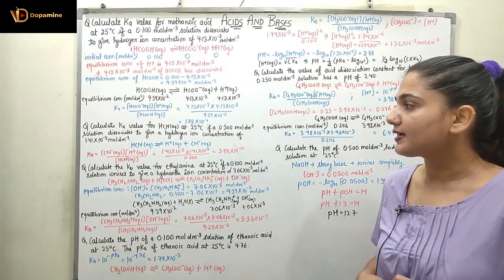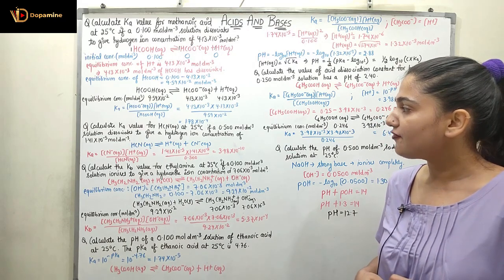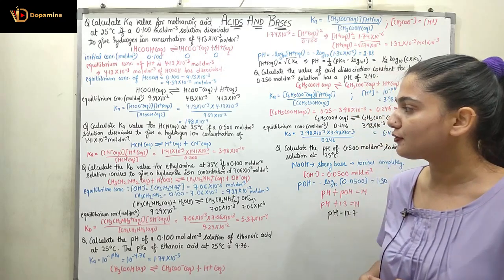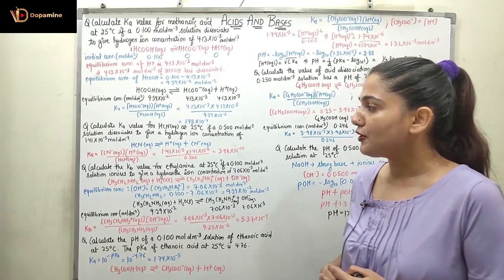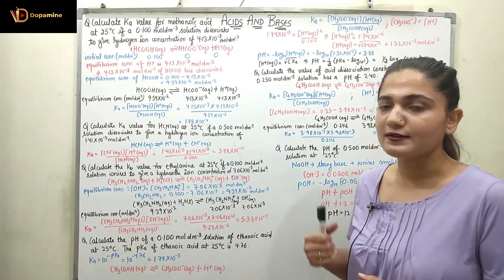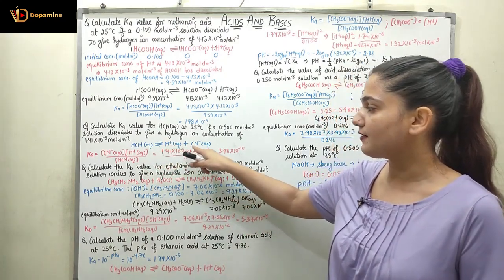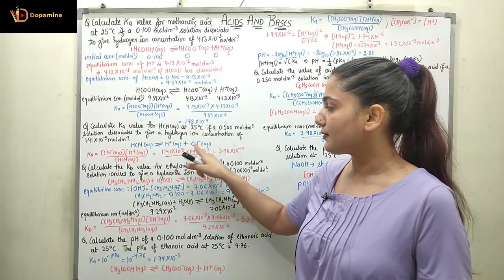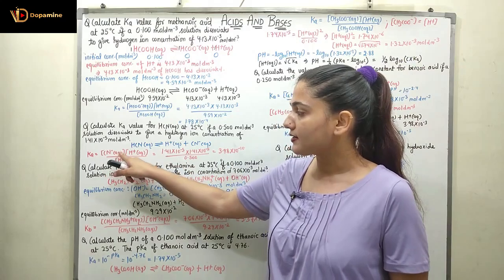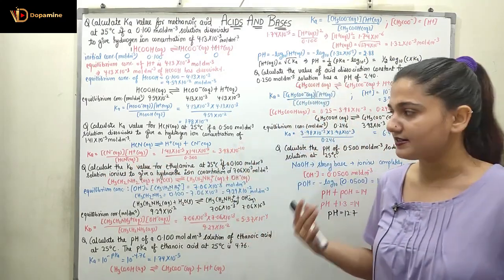Coming to the second question, calculate Ka value for HCN aqueous at 25 degrees Celsius if a 0.500 mole per decimeter cube solution dissociates to give a hydrogen ion concentration of 1.41 × 10^-5 mole per decimeter cube. So HCN in aqueous form is going to dissociate to form H⁺ and CN⁻, H⁺ in aqueous plus CN⁻ also in aqueous form. So Ka will be equal to CN⁻ aqueous concentration times H⁺ aqueous concentration divided by HCN aqueous concentration.